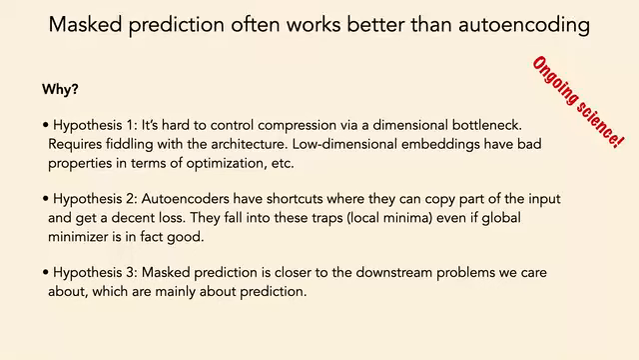So I don't know. I asked Kaiming, who's a professor here, who was the first author of the masked autoencoder paper, and he said, well, at the end of the day, it's just empiricism. So masked prediction works better than autoencoding, and I think it's a really interesting question, but theoretically why that should be the case.